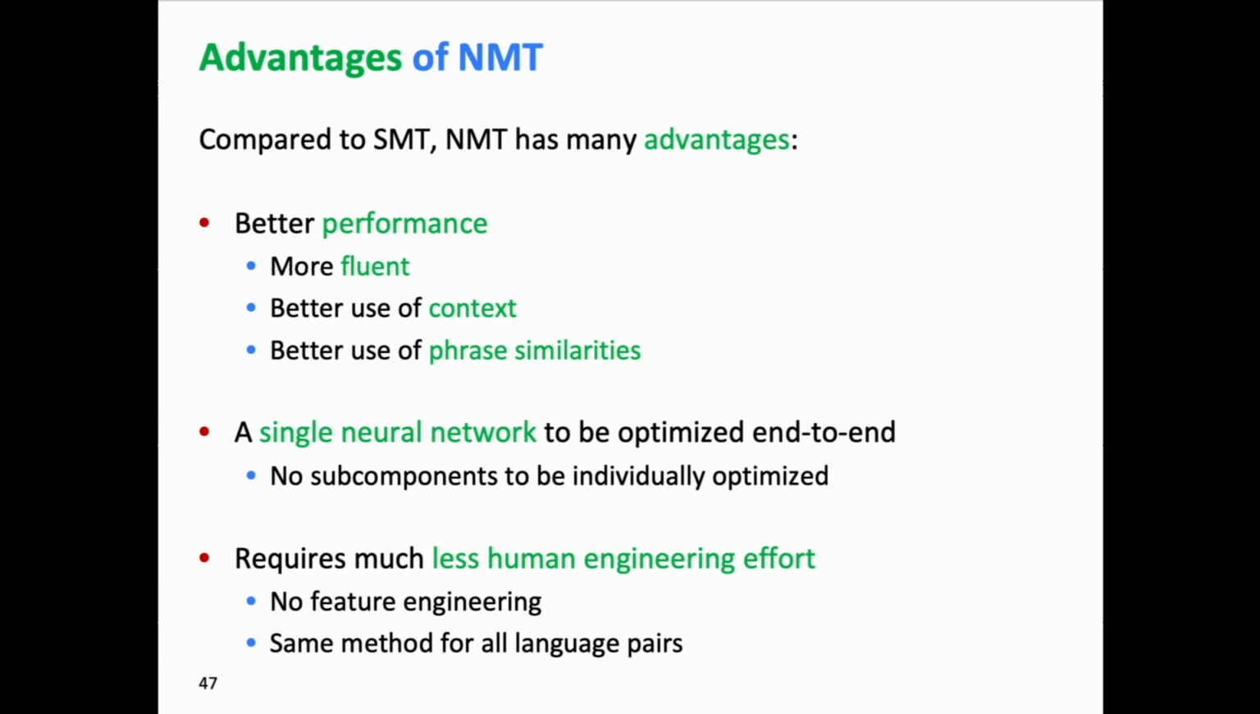Lastly, a great thing about NMT is that you can use pretty much the same method for all language pairs. So if you've built your French to English translation system and now you want to build a Spanish to English one, you can probably use basically the same architecture and the same method as long as you can go find a big enough parallel corpus of Spanish to English.